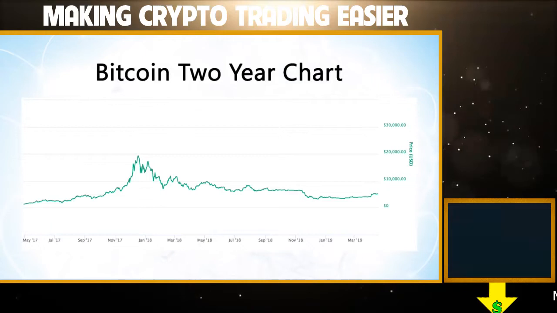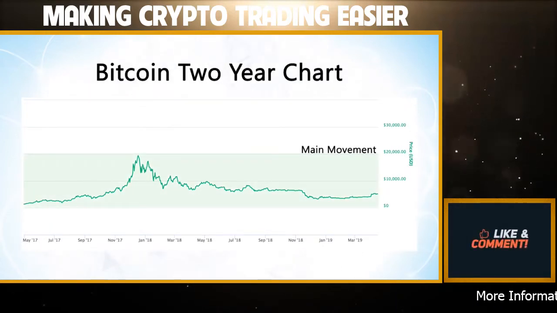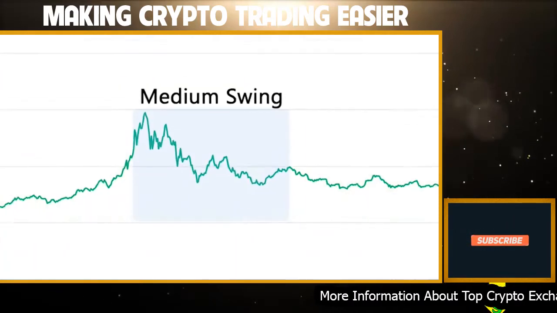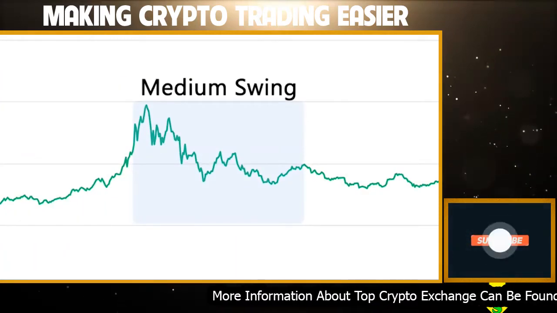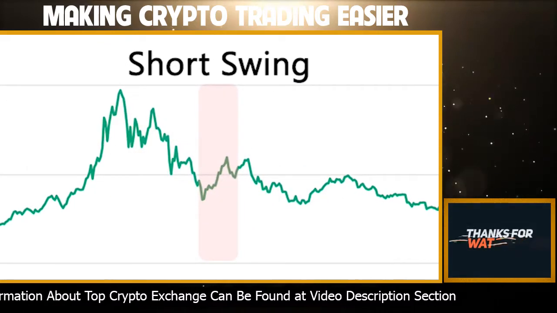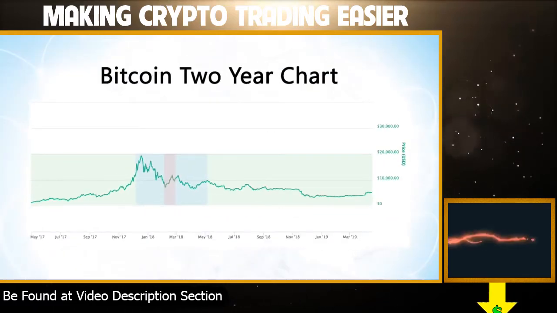1. Markets have 3 types of movements. The main movement is essentially the long-term outlook. How does the price of an asset look over the course of a year or more? The medium swings are price changes over the course of 10 days to 3 months. Finally, short swings are the smallest trend lines. How is the asset behaving hour to hour? Looking at all these trends is key to understanding how the market feels about an asset.